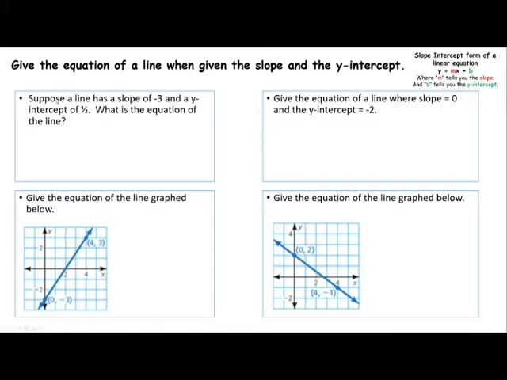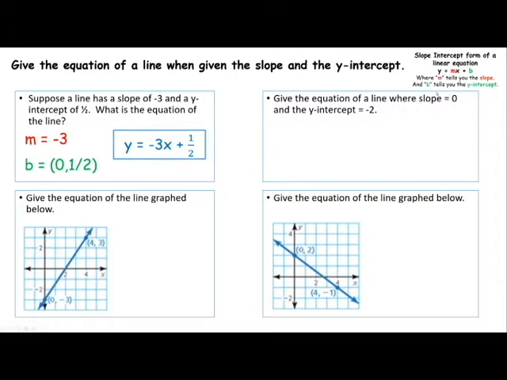So if you say to me, suppose a line has a slope of -3, well, you've just told me what this number here is. And then it says, and a y-intercept of 1/2, then it says, what is the equation of the line? Well, we know the slope is -3. We know the y-intercept is (0, 1/2). So all I'm going to do is plug those numbers into this pattern right here. y equals -3x plus 1/2. And I'm done. Pretty easy, right?